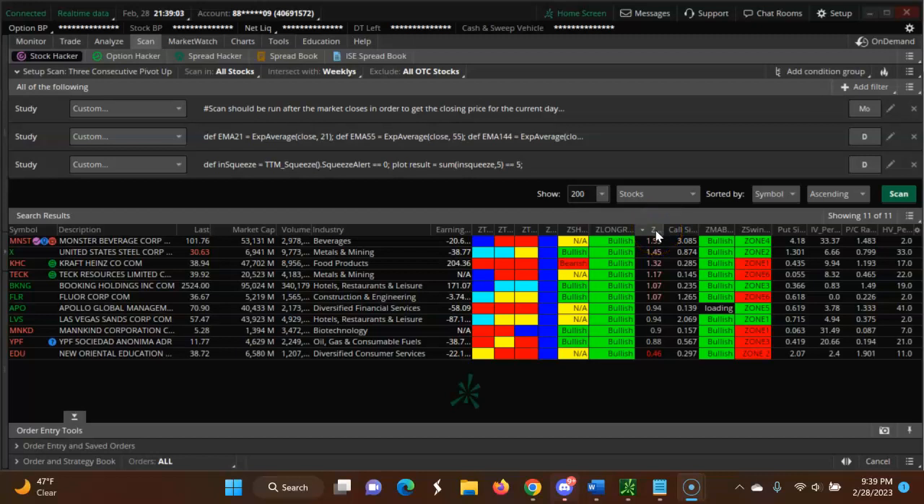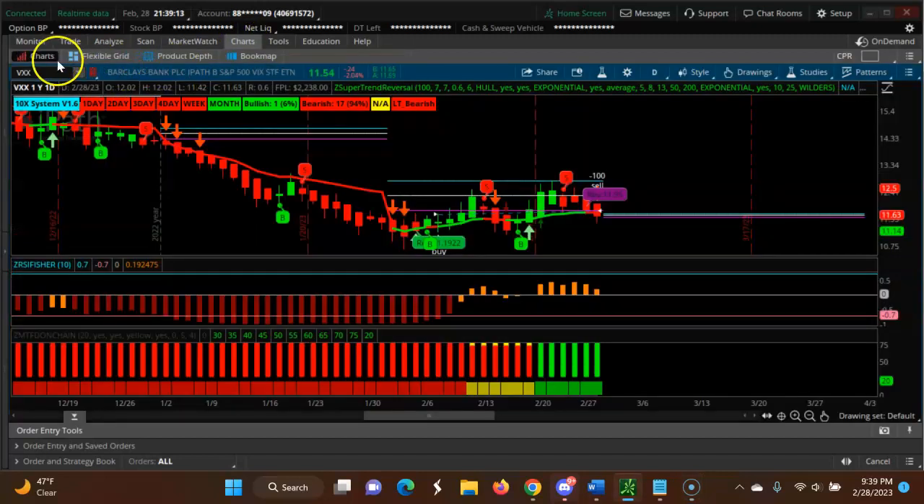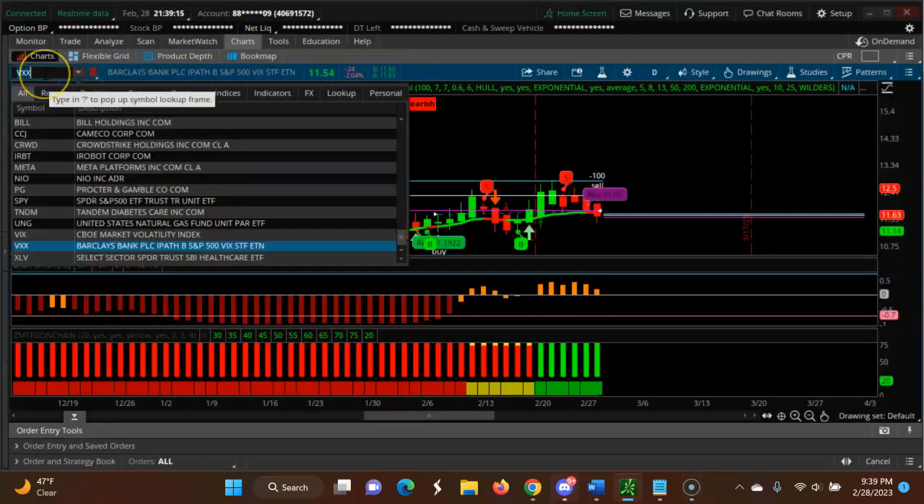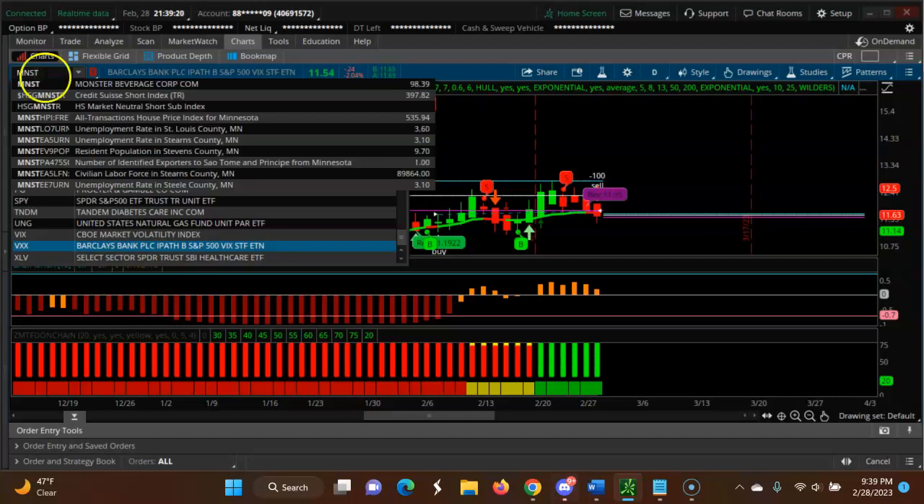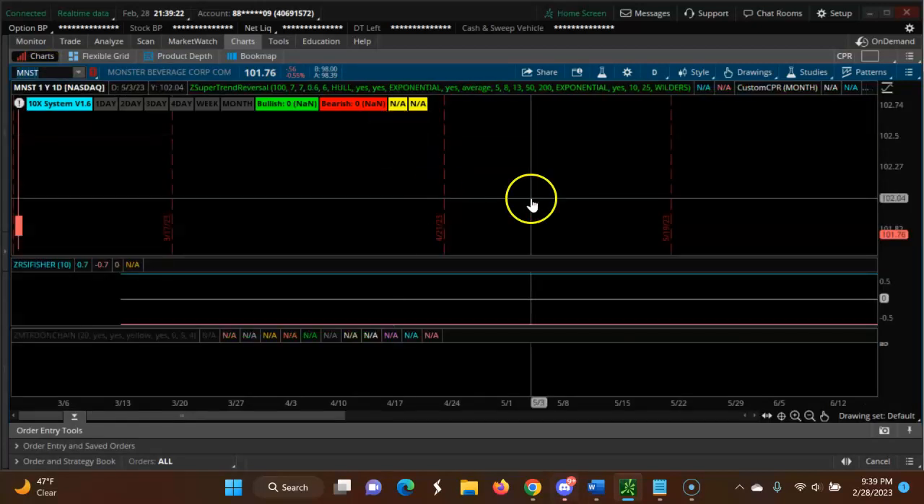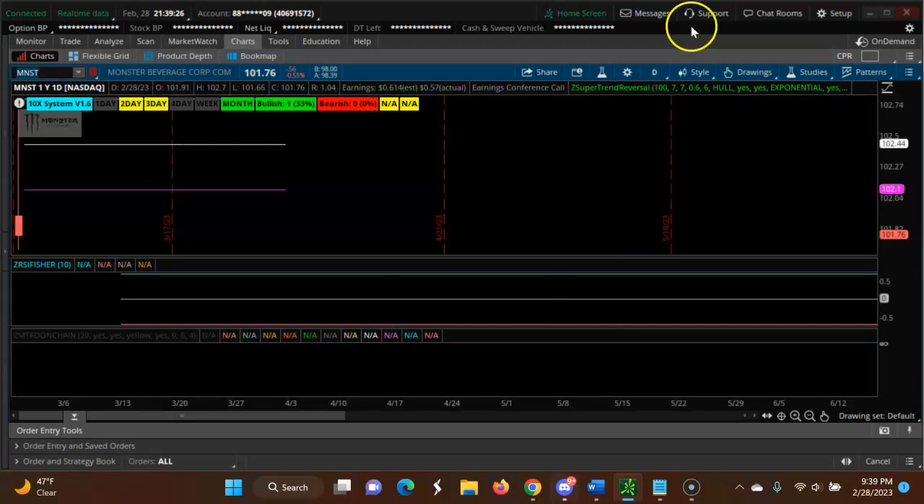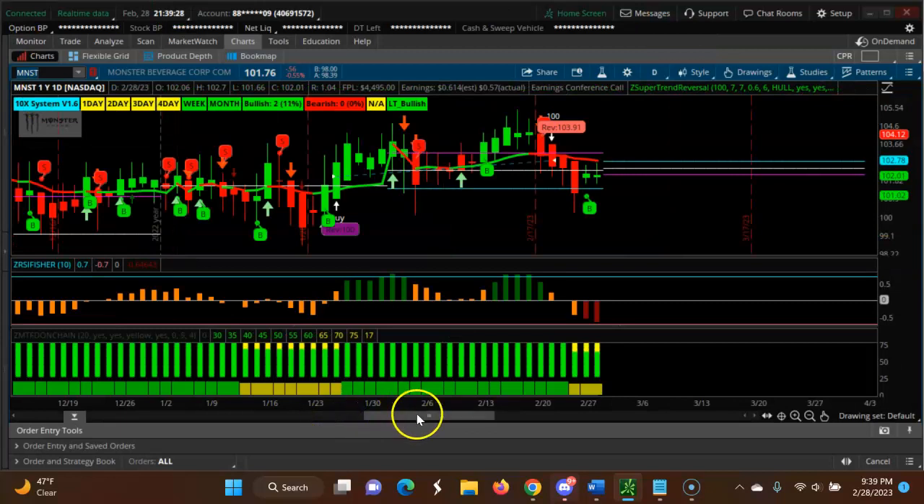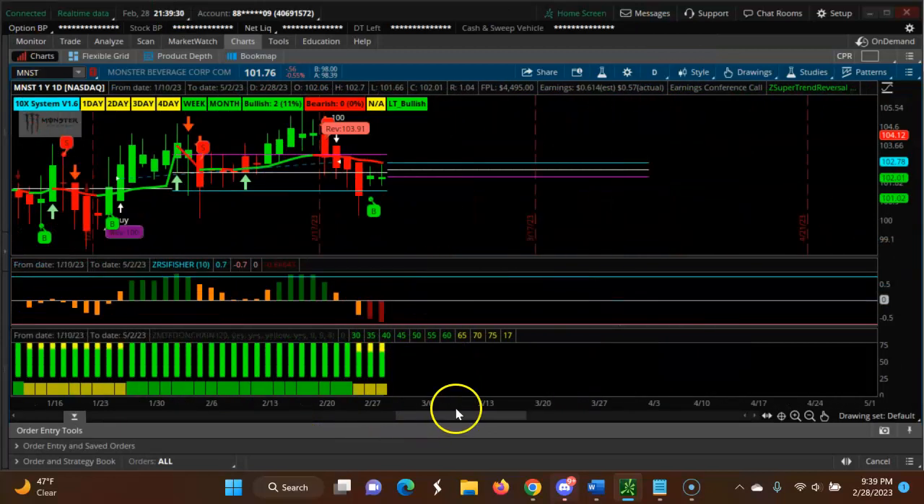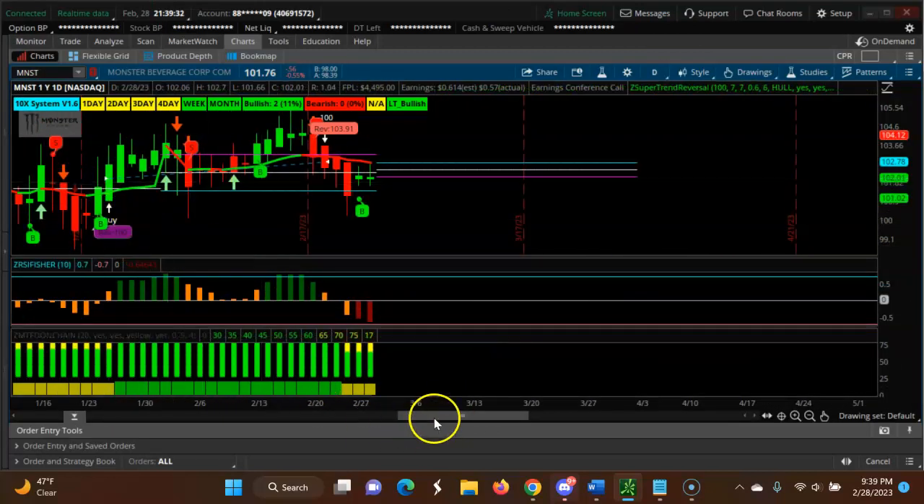Okay, calls. I want to look for call sizzle and volume also. Okay. So if you look at it, you can see MNST. Okay, first stock is MNST. Okay, if you look at MNST, it's come up. You can see the CPR, right? Uptrending CPR.